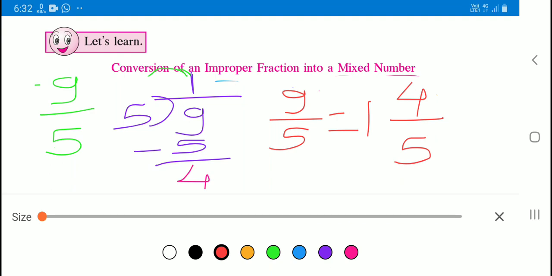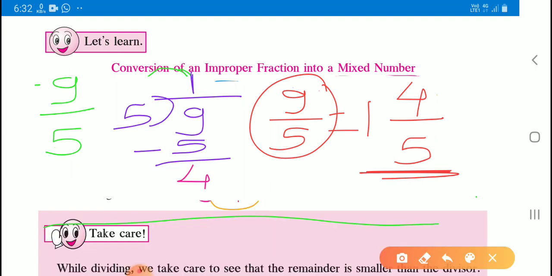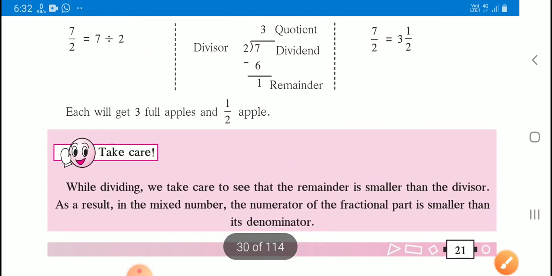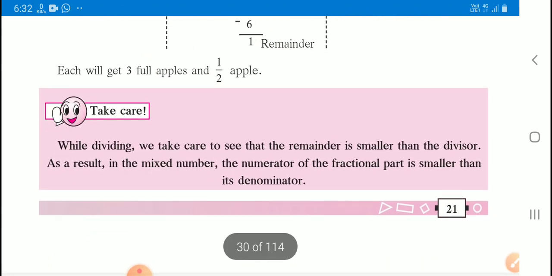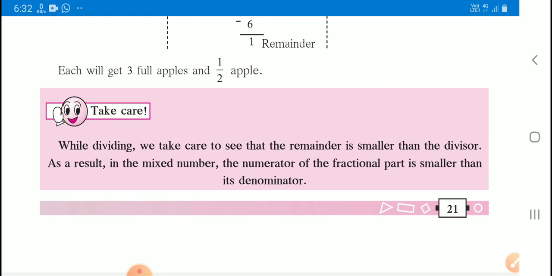Do you understand this? How to convert the improper fraction into a mixed number. Okay. Now, the next point is there in your book. First look, they have given one box here. Take care while dividing. We take care to see that the remainder is smaller than the divisor. As a result, in the mixed number, the numerator of the fraction part is smaller than its denominator.